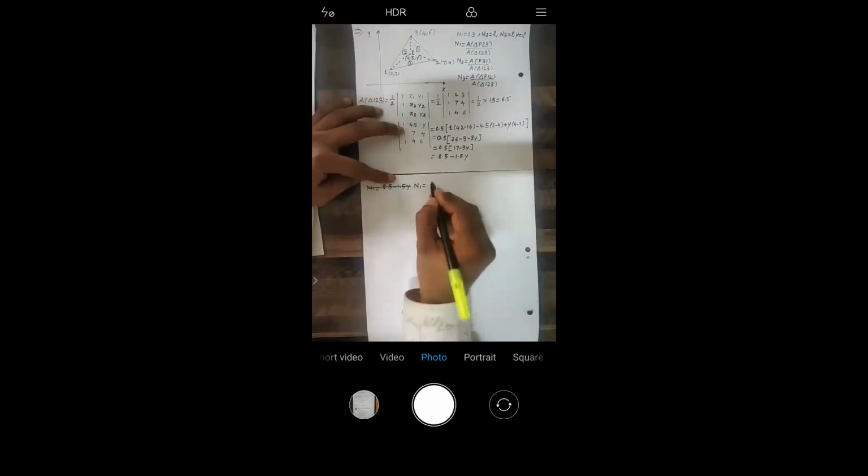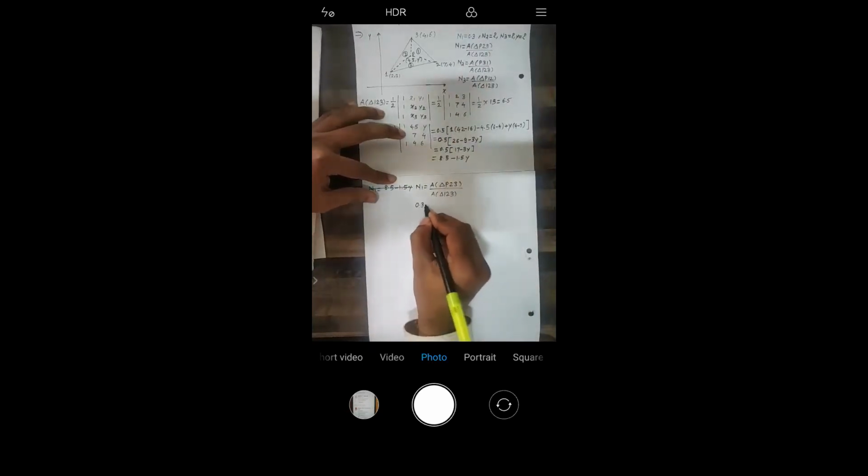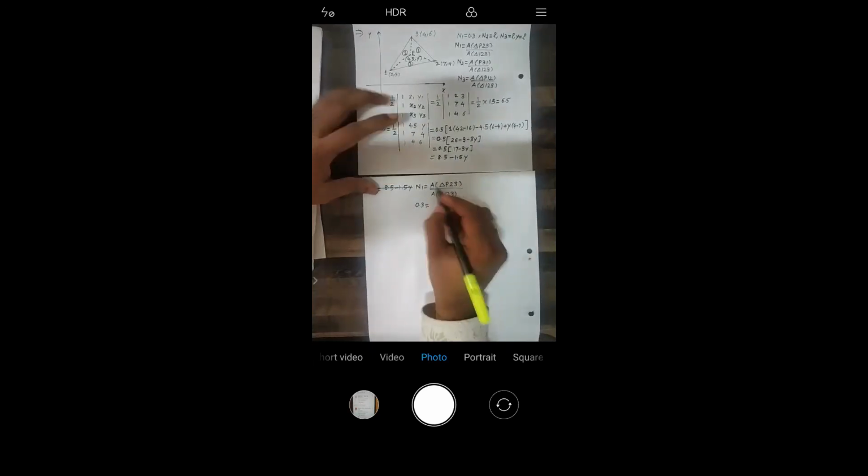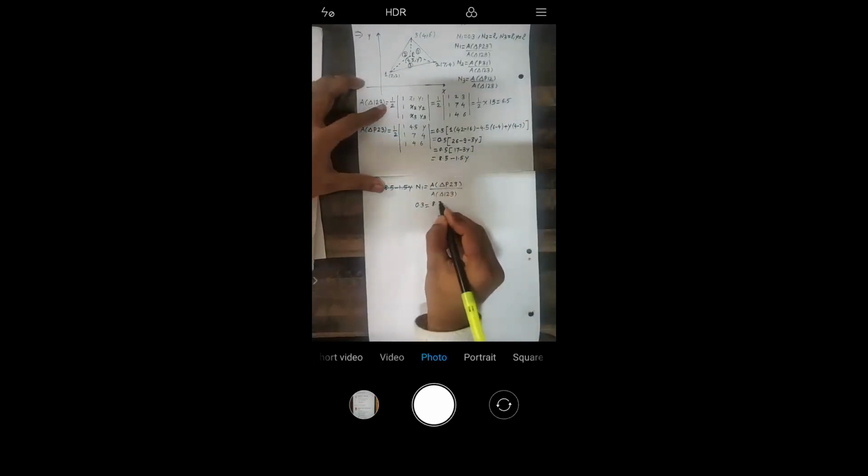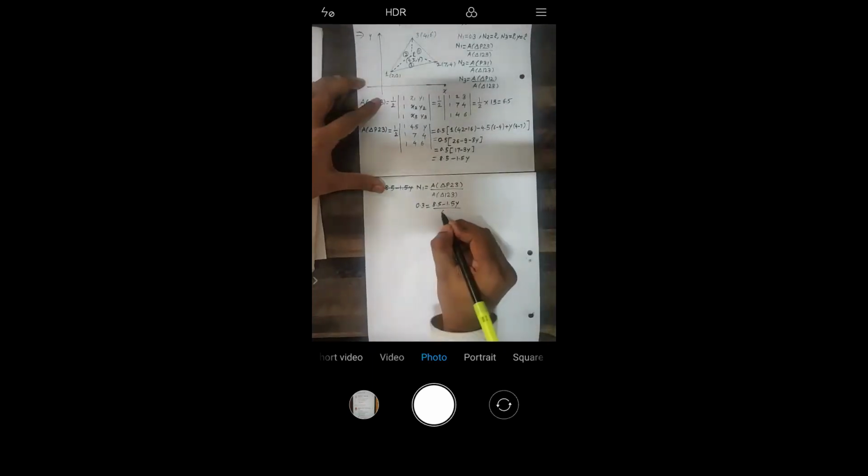N1 is given by area of triangle P23 upon area of triangle 1, 2, 3, right? N1 in the problem is directly given as 0.3. So N1 is 0.3, equal to area of triangle P23, which we have calculated as 8.5 minus 1.5y, upon area of triangle 1, 2, 3, which is 6.5, right? So tell me how much you are getting.